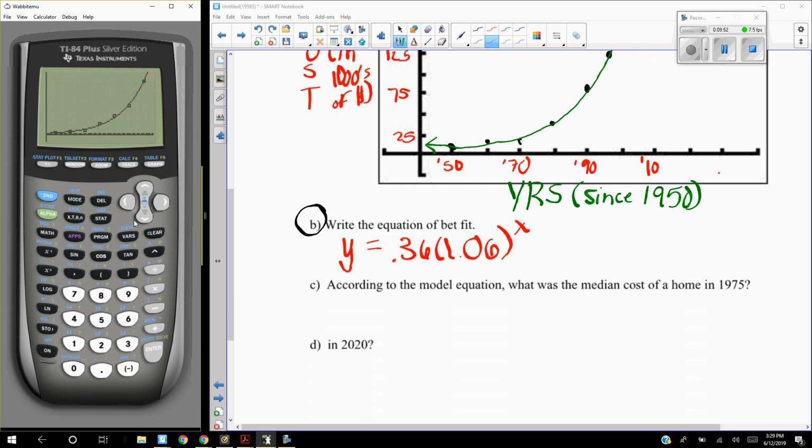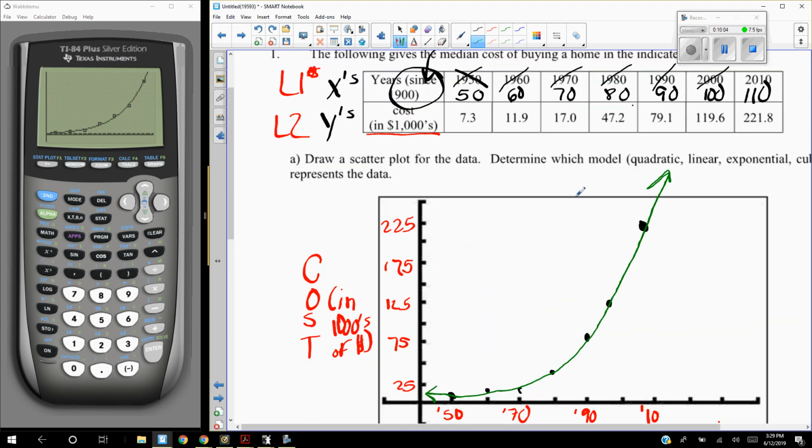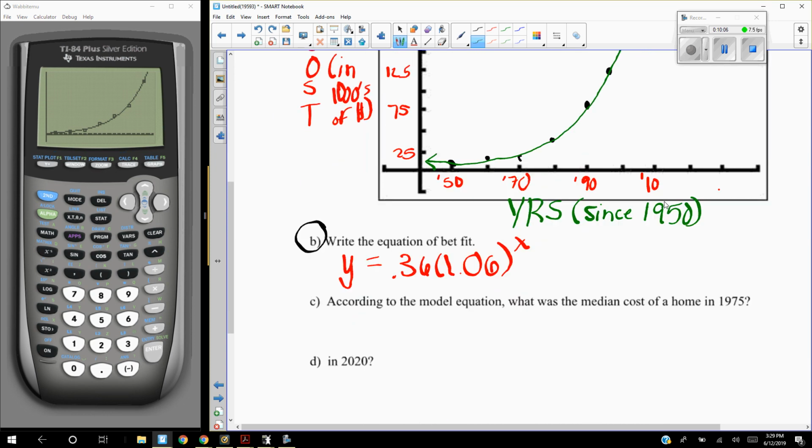Now we can use the calculator to answer these questions. So this one says, according to the model equation, what was the median cost of a home in 1975? Now remember, X is our years since 1900. So 1975 really means X equals 75. So we're going to look at our table.